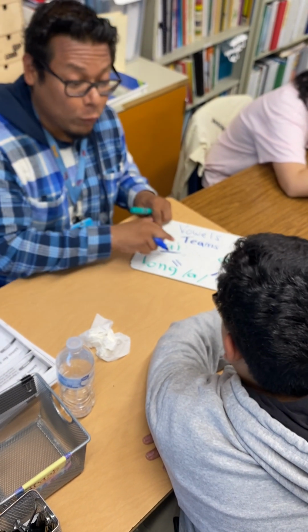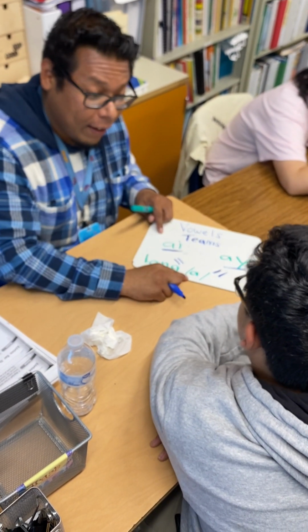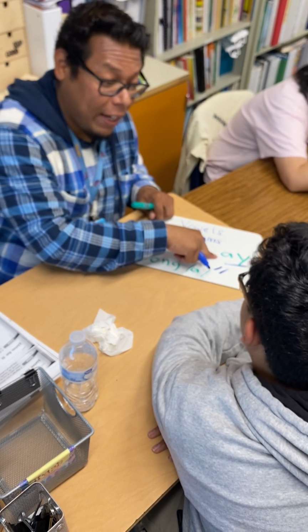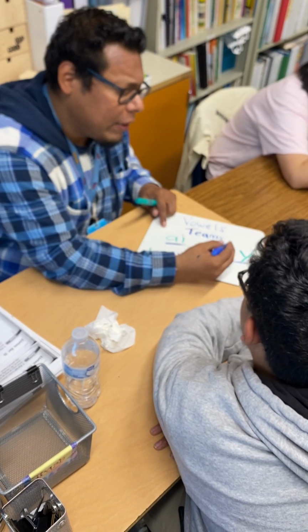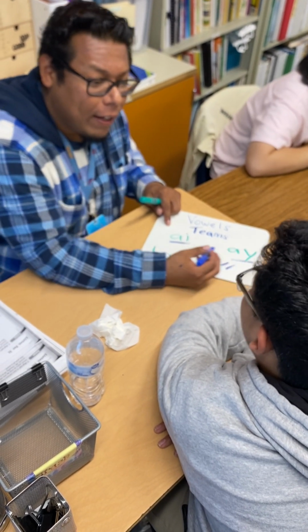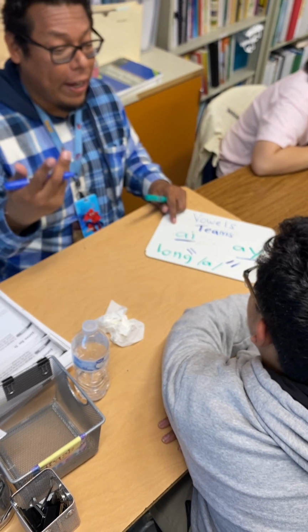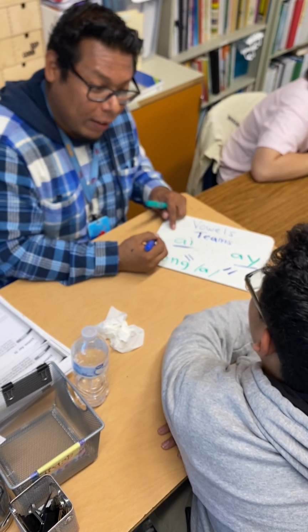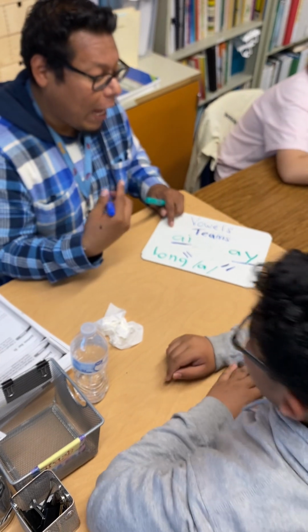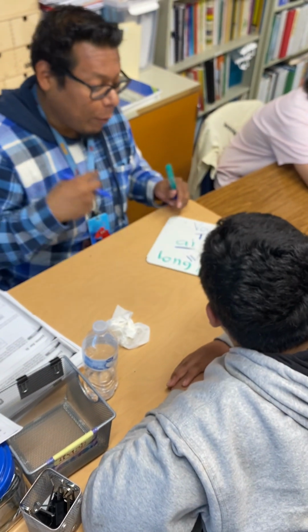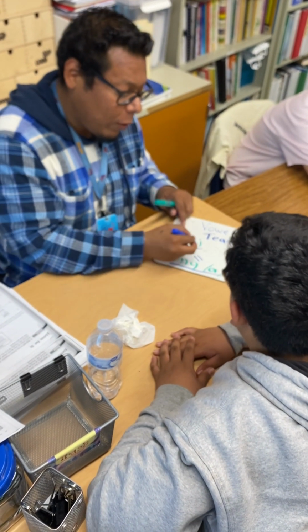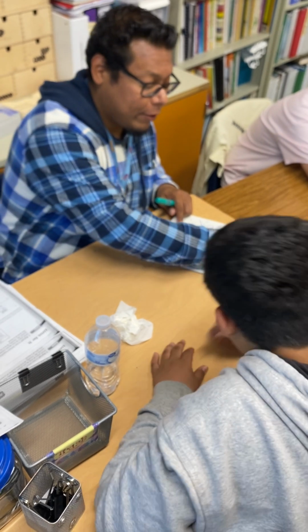So when you see these in words, you're going to say A. A, Y. Do you know any words that probably start with A-Y or have A-Y? Away, right? And rain, good. So we have rain, away. And we still say the same sound even though we have two letters.